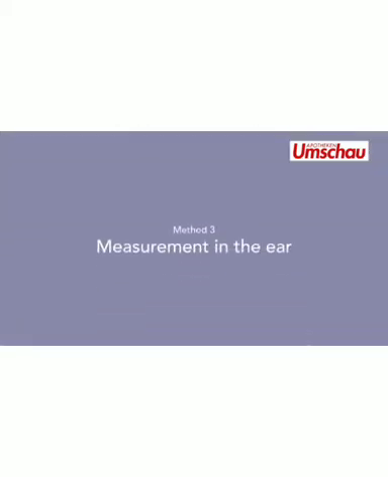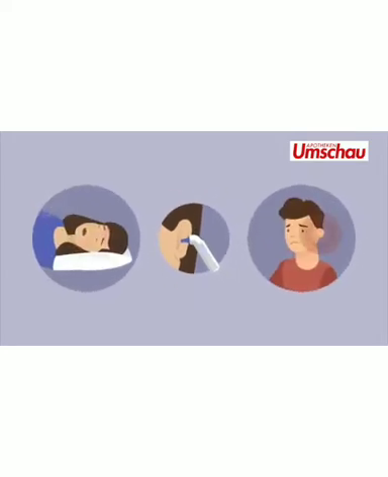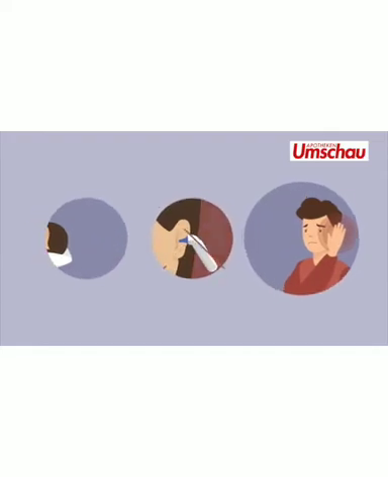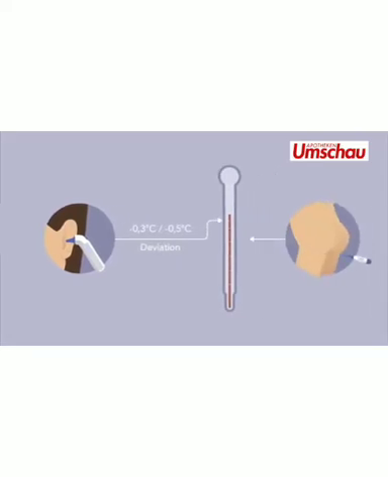Another method is taking the temperature inside your ear. For this, you need a special ear thermometer. If you have been lying on your ear, or if you suffer from an inflammation of the middle ear, this can falsify the values. The temperature is about 0.3 to 0.5 degrees lower than the temperature measured rectally.